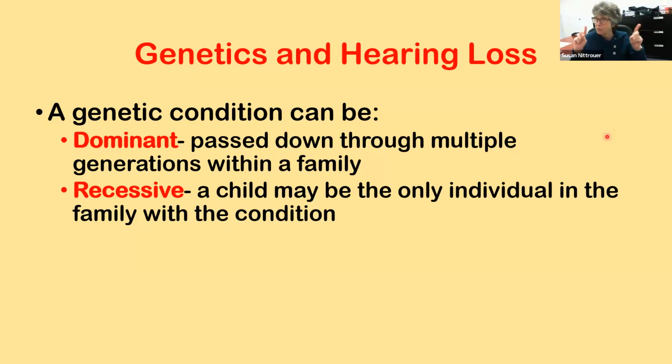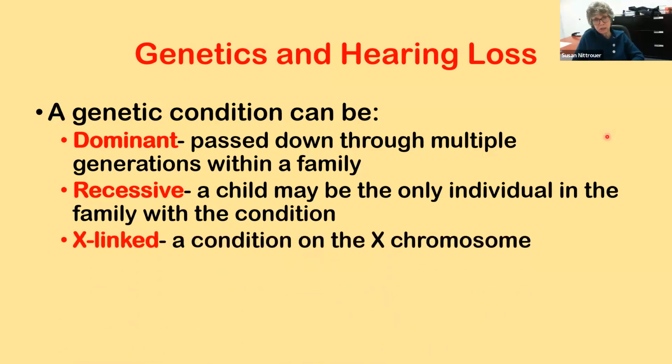Now, each parent can have a gene mutation that causes hearing loss, but unless it's the same gene mutation, the child will not have hearing loss. So it has to be the same gene mutation. And there are many of them that we know about, and still we believe many that we do not yet know about. There are also X-linked conditions, and this is a problem in the X chromosome, so handed down usually from the mother.